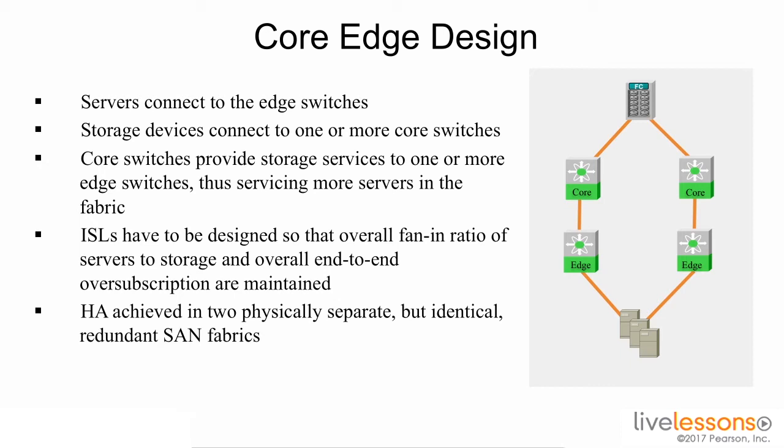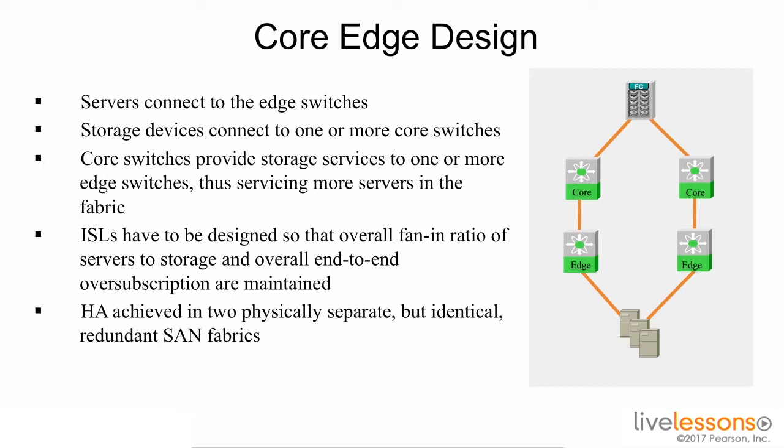I need to make sure that I've designed the links between the core and the edge switches in a way that maintains the fan-in ratio that my vendors recommend. I also, in this scenario, have two separate fabrics, a fabric A and a fabric B, in order to meet my high availability requirements. This model allows me scalable growth up to the core and can evolve very easily into an end-of-row or top-of-rack design.